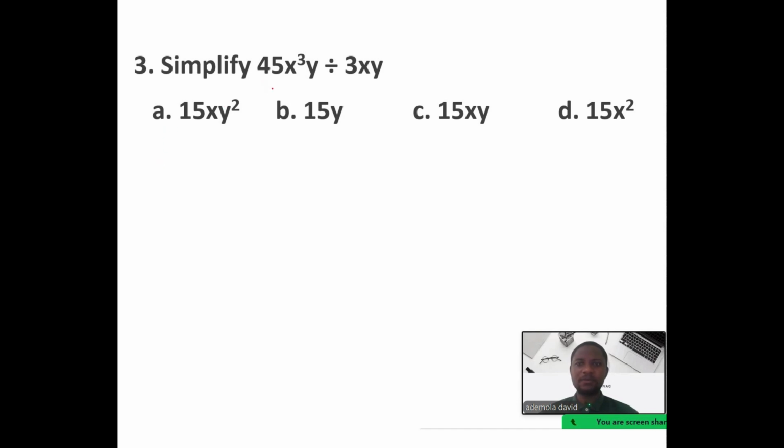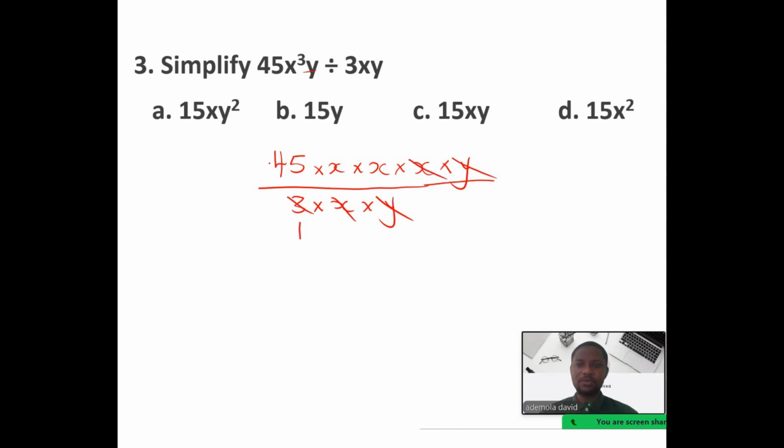Moving on to question 3. Simplify 45 x cubed, which can be written as x times x times x for those that have not been taught indices, divided by 3 times x times y. Don't forget, at the top we still have just one y, so you say multiply by y. Then you cancel out what is common. Y is common. 1x is common, and then 3 here, 1, 3. In 45 you have 15, so you're left with 15 and x raised to power 2, meaning x times x. So the only answer to that question is D.